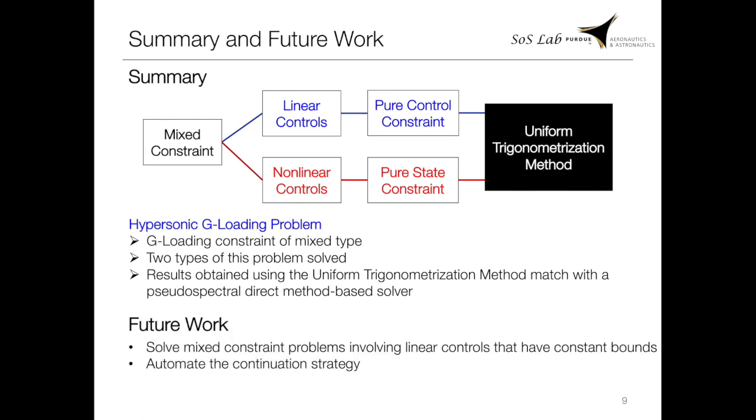As a future work, our team would still like to solve a certain set of mixed constraint problems where there are linear controls in the mixed constraint expression, but these linear controls also have constant bounds on them. Also, the continuation strategy that is used in this paper needs to be automated for the uniform trigonometrization method.